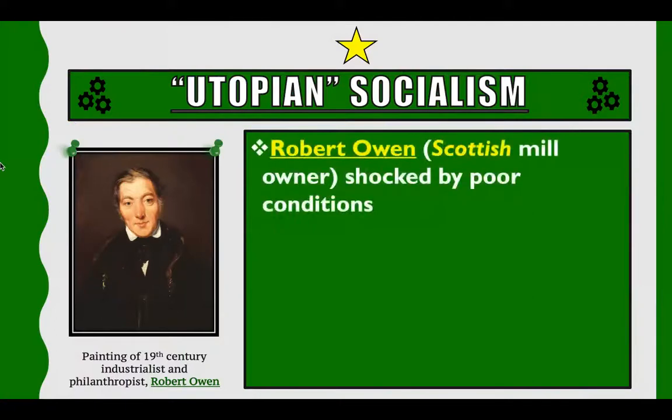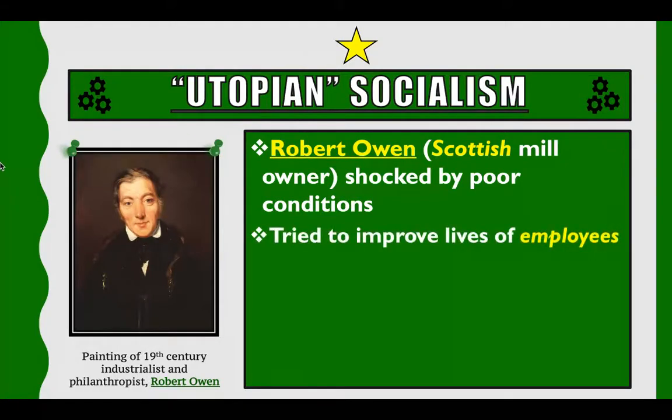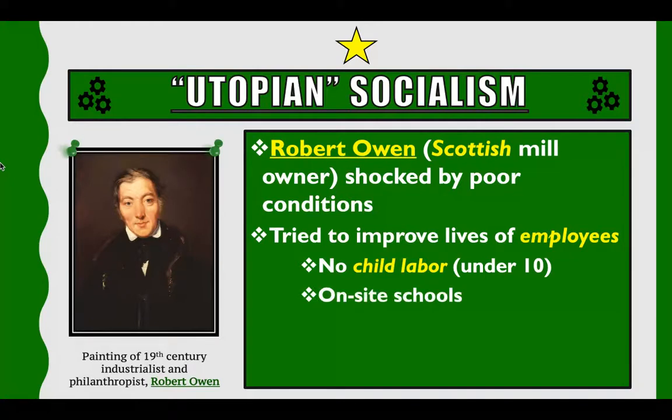So Robert Owen is the founder of a Scottish mill that basically relies on this utopian idea of socialism. He's stunned by the poor working conditions of laborers all across Europe. And in his mill, he tries to improve the lives of his employees. So he creates child labor laws. No children can work under the age of 10. There are schools on site. Work days are limited to 8 hours, and there is a minimum wage.